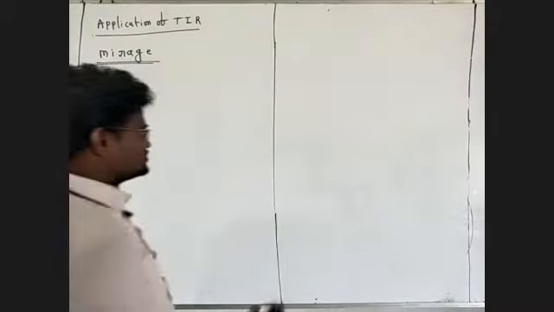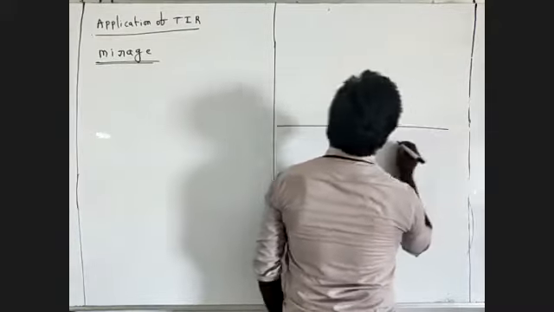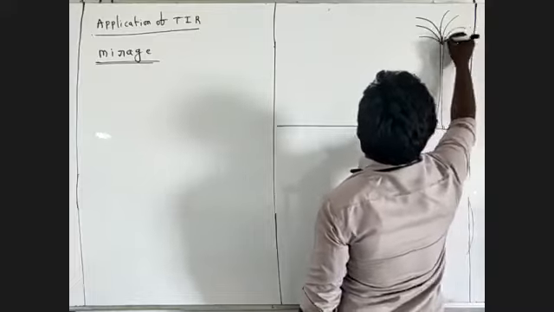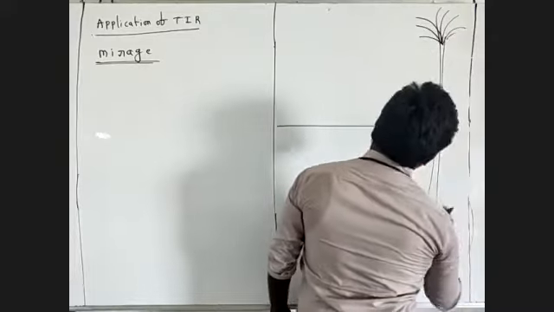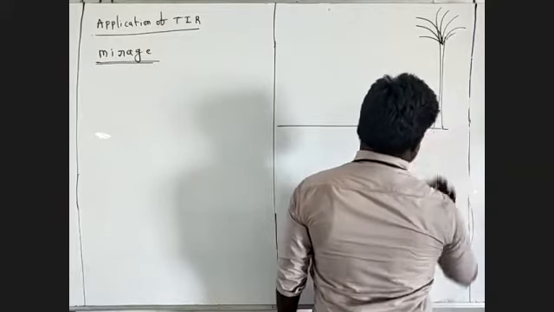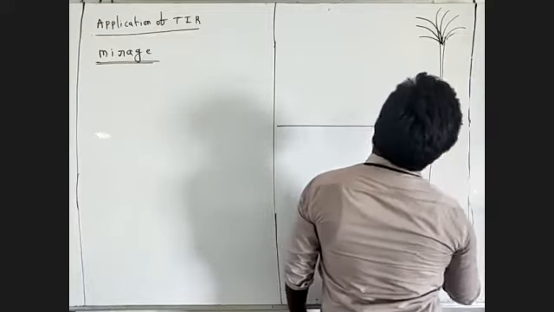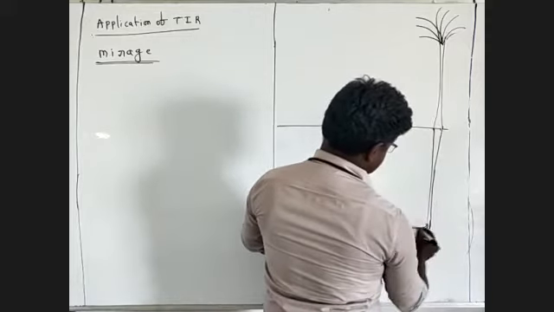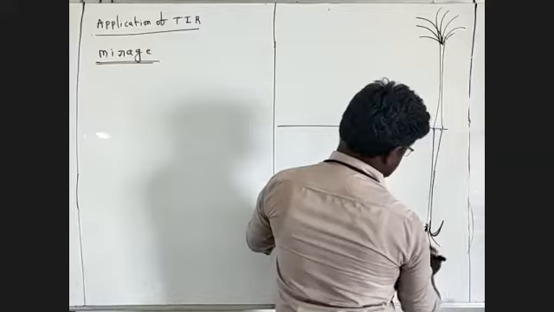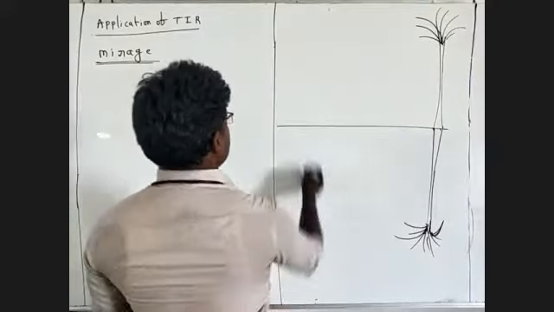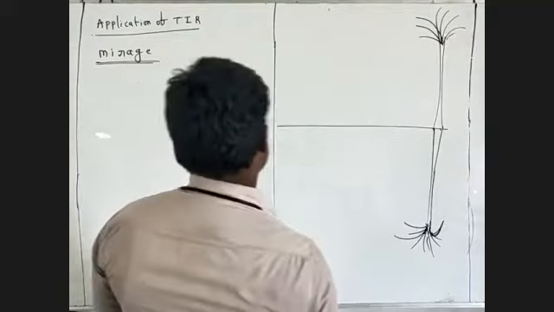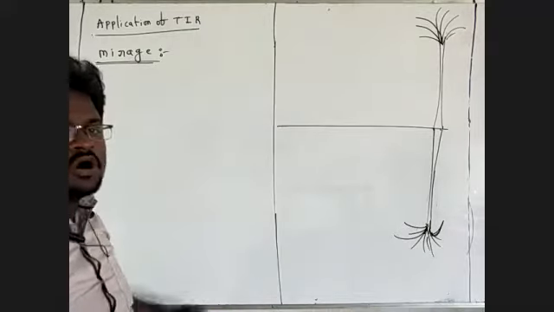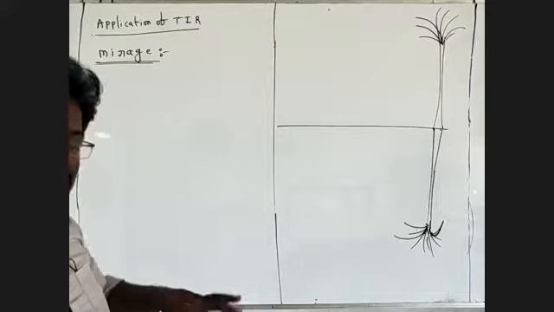Now you will see in this situation. Now we'll see this place. Now you will see this is a mirage. The mirage is there. Mirage is an optical illusion.